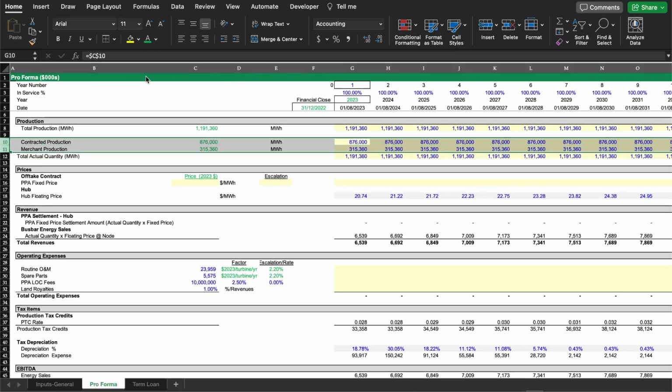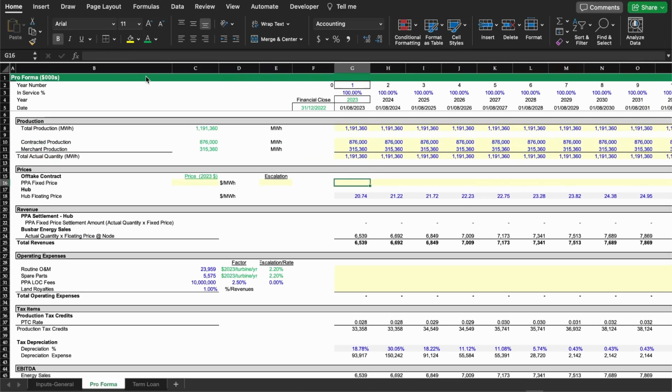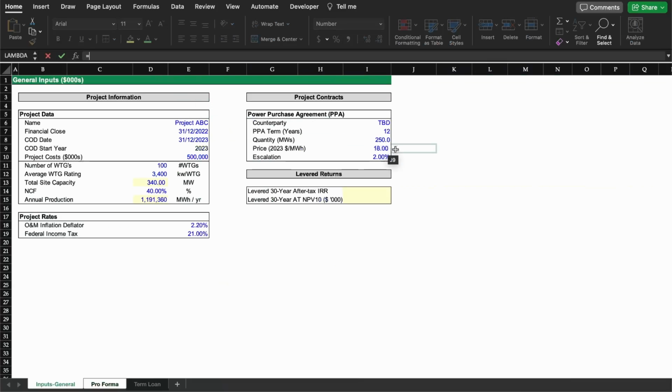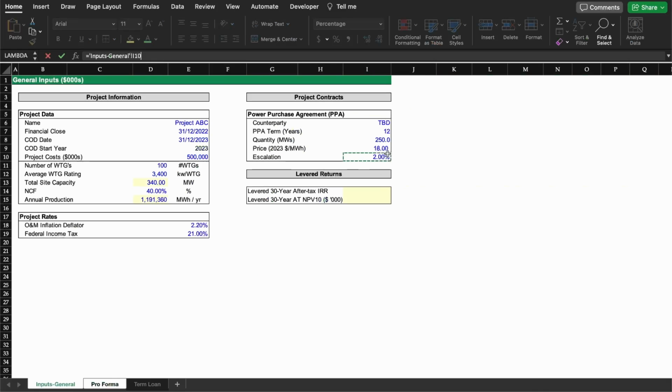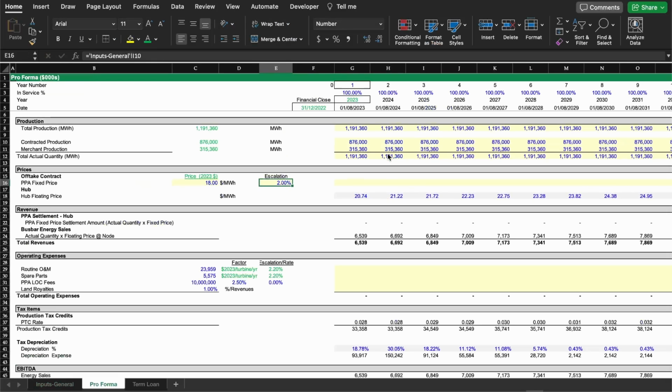Let's go to the next one now. We have here the PPA. We have a price and we have an escalation. And I think we have all the information here. So if I press equals, go back here. This is our price, right? So enter. And this is going to be our escalation. Okay, cool.